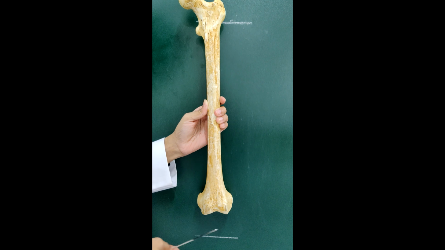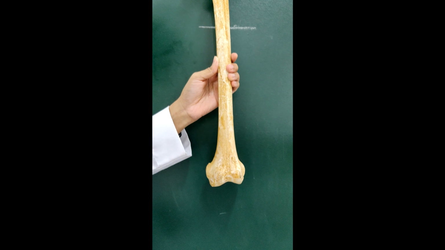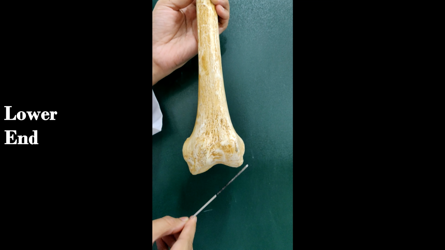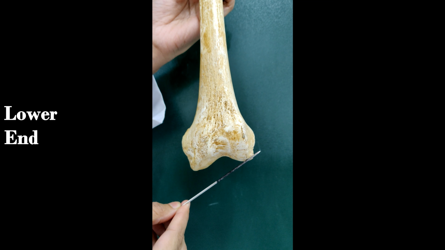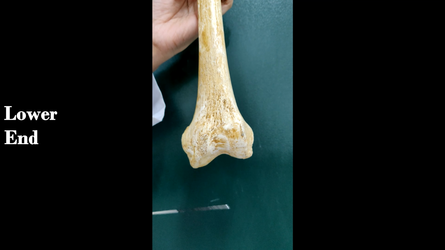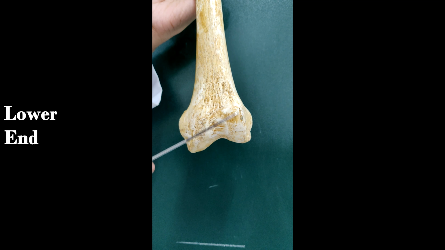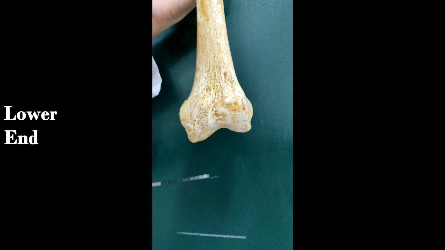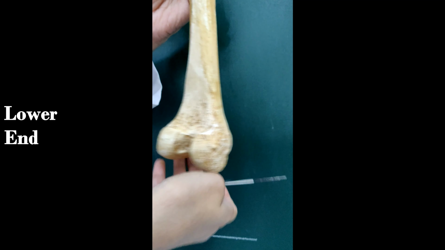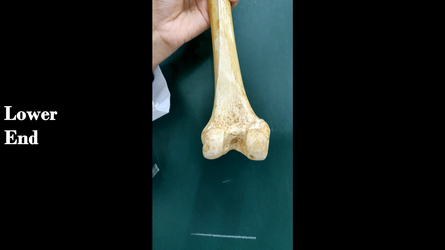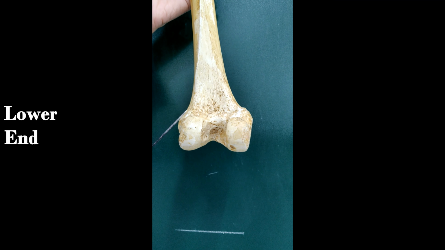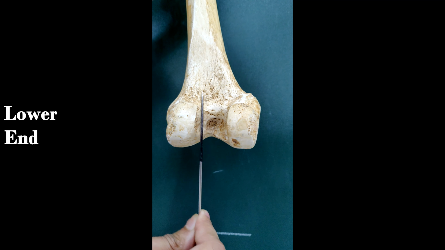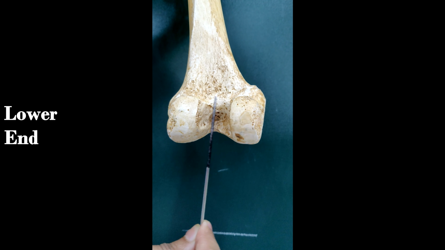Coming to the lower end of the femur, which consists of the medial condyle and lateral condyle. It forms the knee joint by articulating with the patella in front and the condyles of the tibia below. Posteriorly, the medial and the lateral condyle are separated by a fossa called the intercondylar fossa.